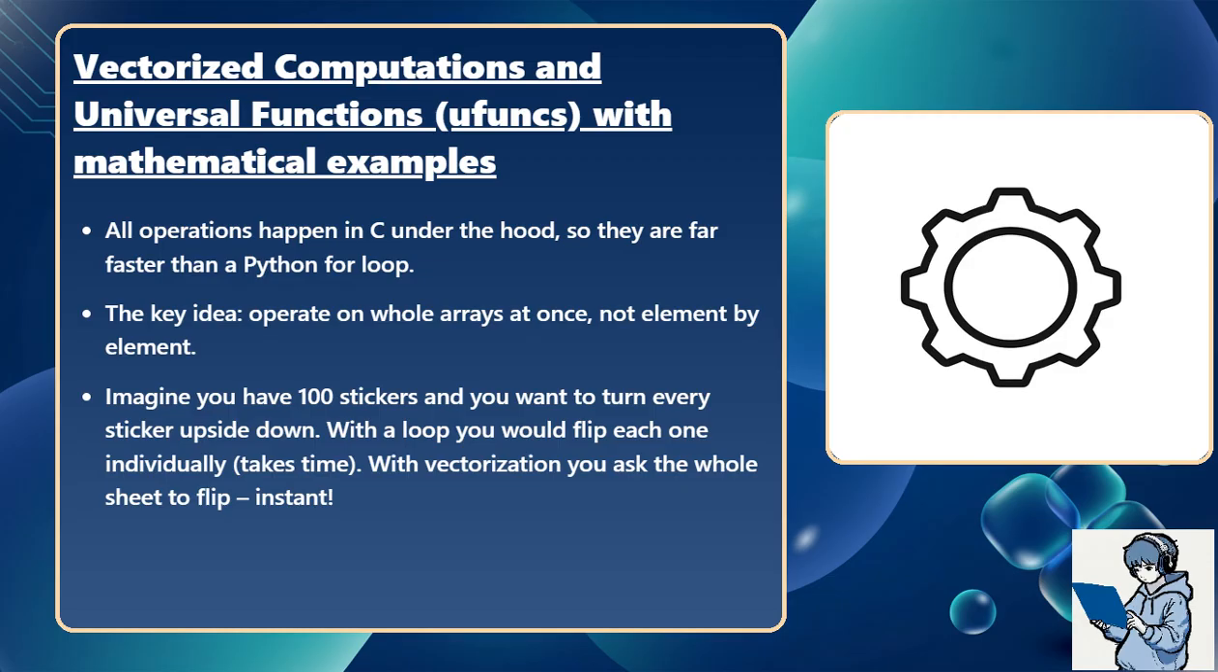Imagine you have 100 stickers, and you want to turn every sticker upside down. With a loop you would flip each one individually, which takes time. With vectorization you ask the whole sheet to flip instantly.